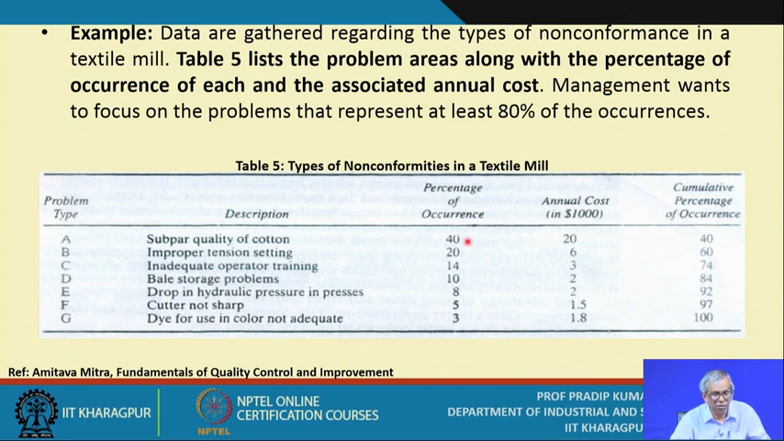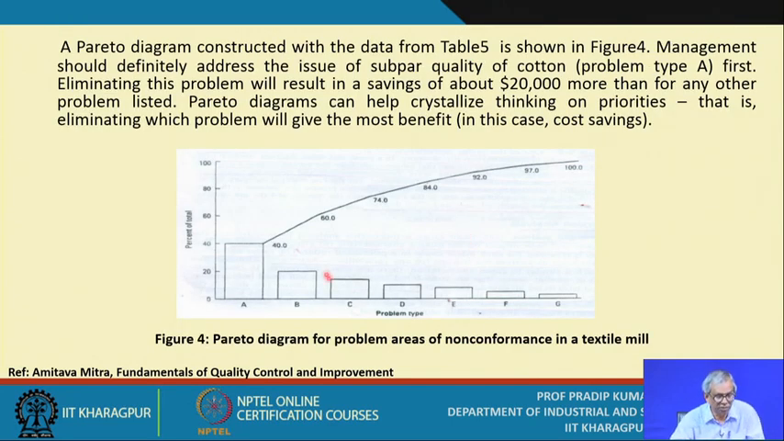Now you have to draw the Pareto diagram. So a Pareto diagram is constructed. These are the problem types, and this is basically the percentage of total. That means this is basically the frequency of occurrence. So you plot them, and you get this sort of diagram. And when you have the cumulative frequency, you have this one. That means considering all the problem types, you get 100%.